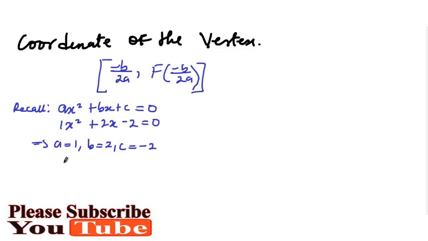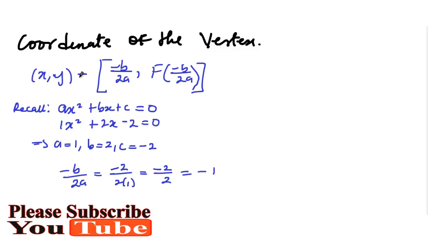So now we want to determine minus b over 2a, which is actually the axis of symmetry. So minus b over 2a is the same thing as minus 2 over 2 into bracket 1. That will be minus 2 over 2, which is equal to minus 1. The coordinate of the vertex is x comma y, which is equal to this.